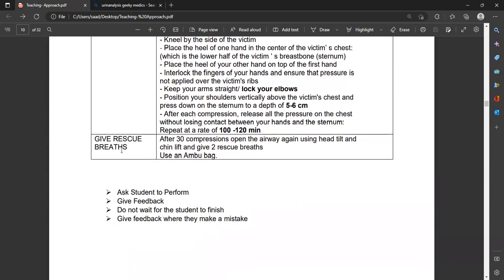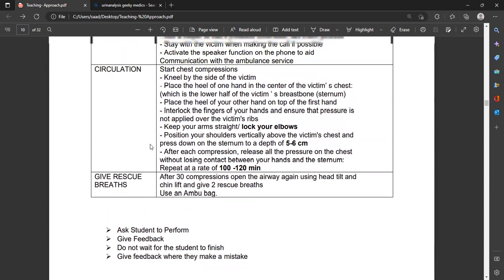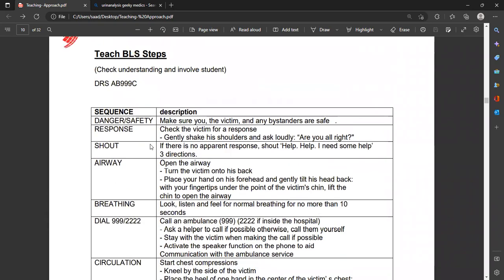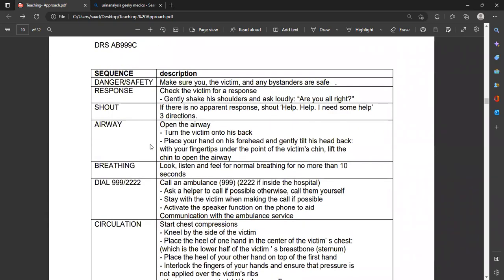In COVID, we did not give rescue breaths mouth to mouth. We give rescue breaths using an Ambu bag. So after every 30 compressions, you have to give 2 rescue breaths. Okay, so it's simple: DRS, ABC, 999. Danger, response, shout, airways, breathing, call 999 or 2222, check circulation. Circulation means start doing compressions.